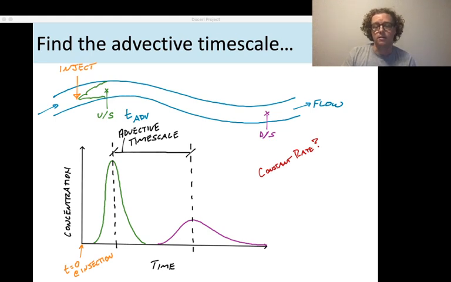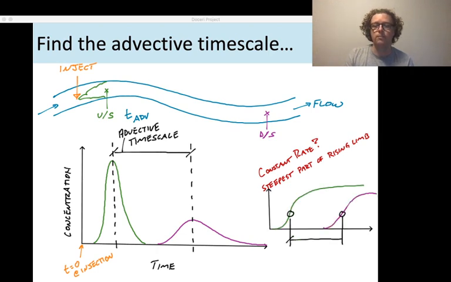Now, if you've got a constant rate injection rather than a pulse injection, that's no problem. What I've seen used in a constant rate injection is to take the same time elapsed, but for the steepest part of the rising limb. So, for example, if our rising limb at the upstream end is shown in green and at the downstream end is shown in purple, what you would do is take the steepest part of that rising limb, and the time elapsed between those would be your advective time scale.